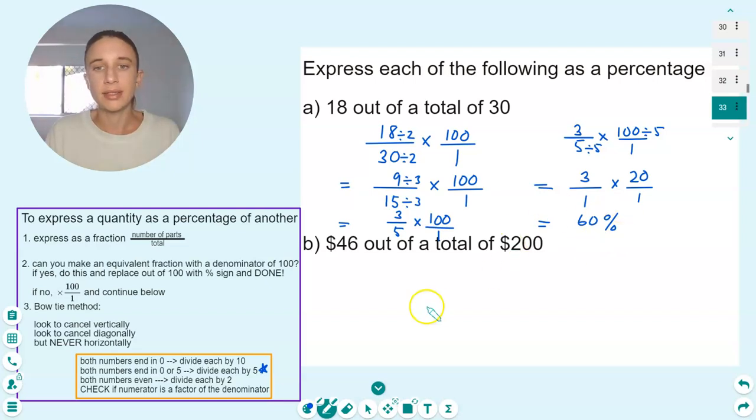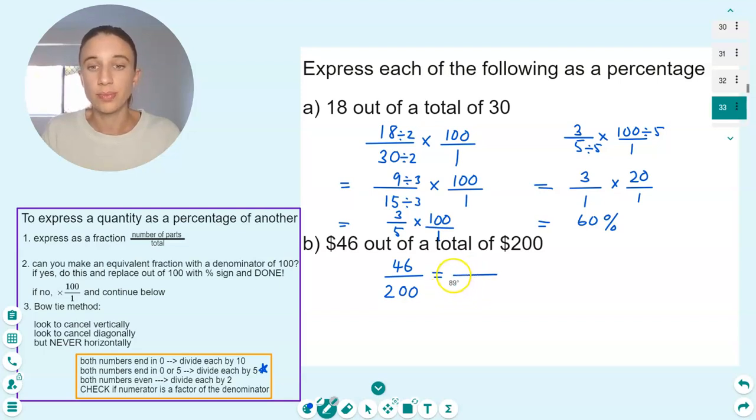We've finally made it. All right, now let's check out this one. $46 out of a total of $200. Where that word total is, that's key to the denominator. So our first step in order to write something as a percentage is to write it as a fraction. And then that second step was, can you make an equivalent fraction with a denominator of 100? If we can, that's awesome.